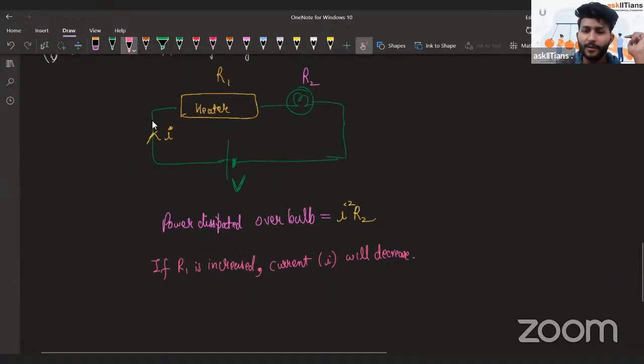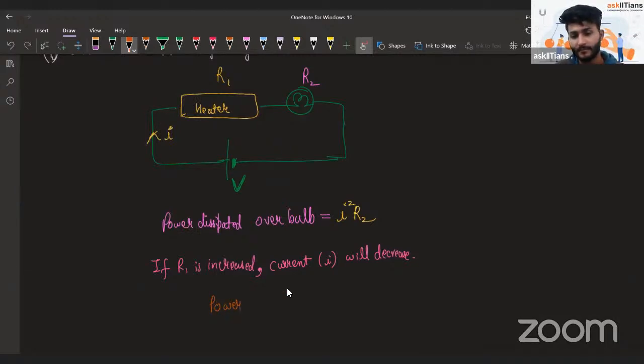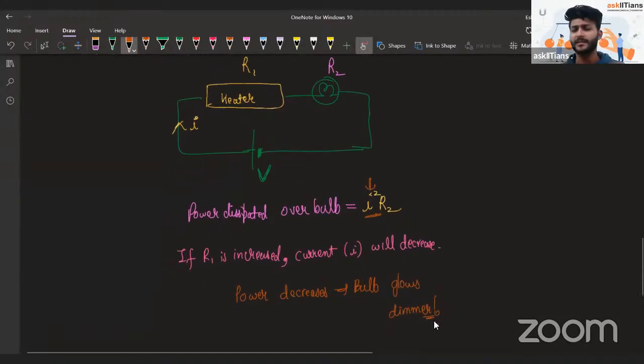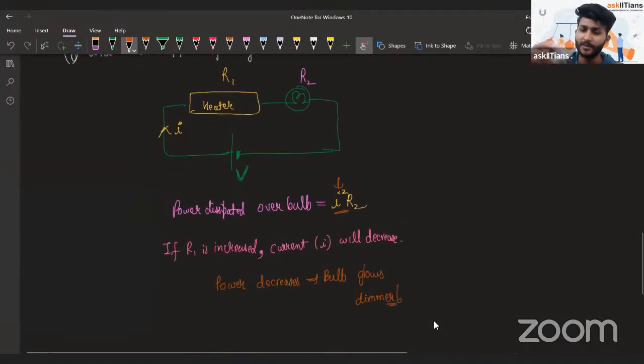So what is going to happen to the bulb? The power is going to increase or decrease? Current is decreasing, so it's going to decrease. That means the bulb glows dimmer. That is the reason we do not want to connect electrical appliances mostly in series: if some change happens in the first one, changes will happen in the second one also. Everybody clear about this?